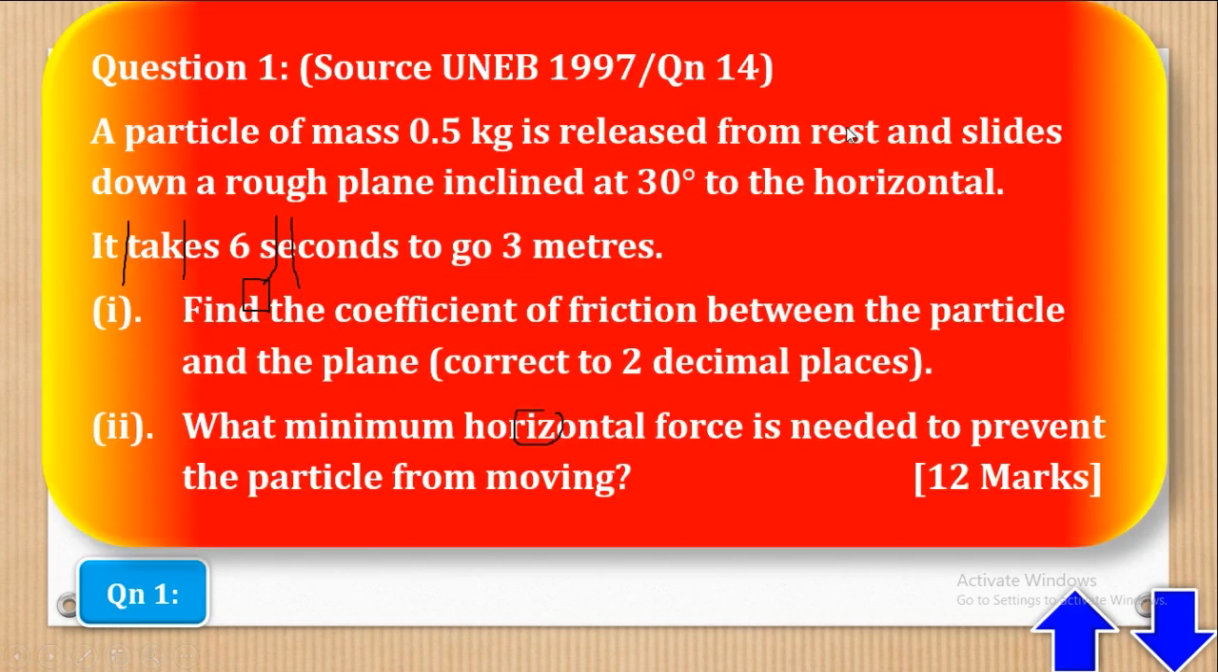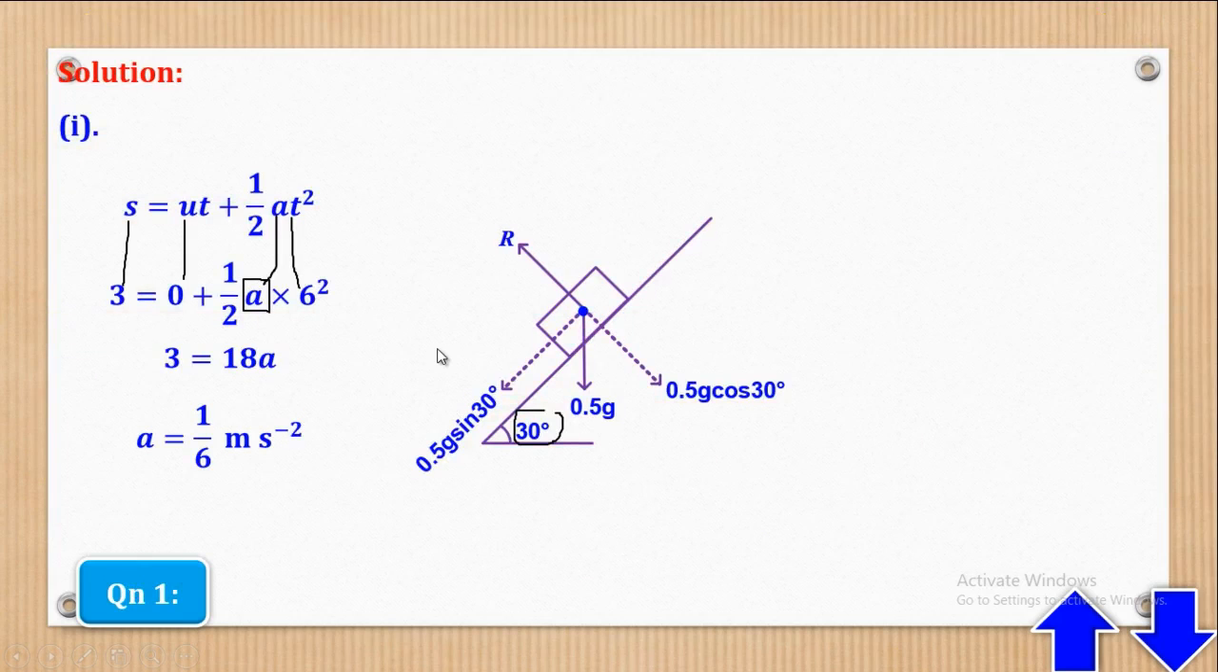In the question they told us that the particle slides down a rough plane, therefore the acceleration will be downwards and it will be 1/6 meters per second squared. Then because it is rough, there has to be friction to oppose motion.